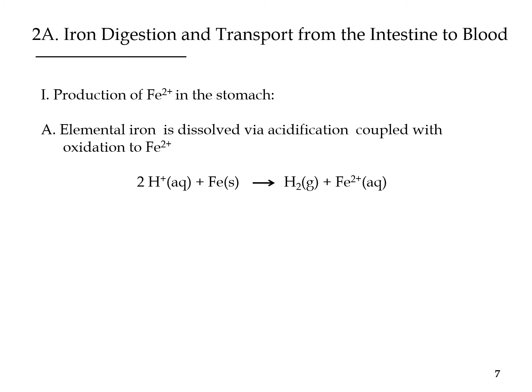So in the example of the fortified cereal, where we were talking about elemental iron, it is dissolved via acidification, coupled with oxidation, generating iron 2+. So here is just the chemical reaction where acidification allows for the iron to undergo a 2-electron oxidation, and the proton is what actually is getting reduced.